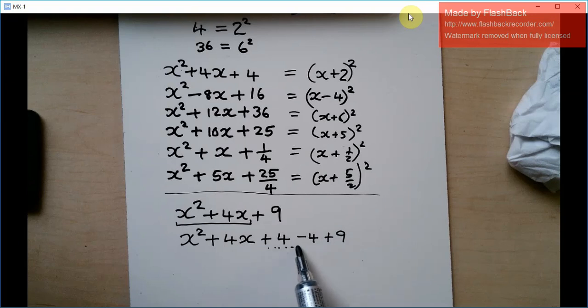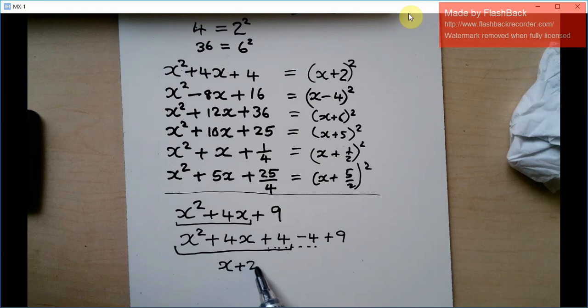So in actual fact, this comes to 0. All I'm doing is expressing this in such a way that it is a perfect trinomial. So that becomes this. And what's left over is minus 4 plus 9, which is plus 5. And I say I have completed the square.